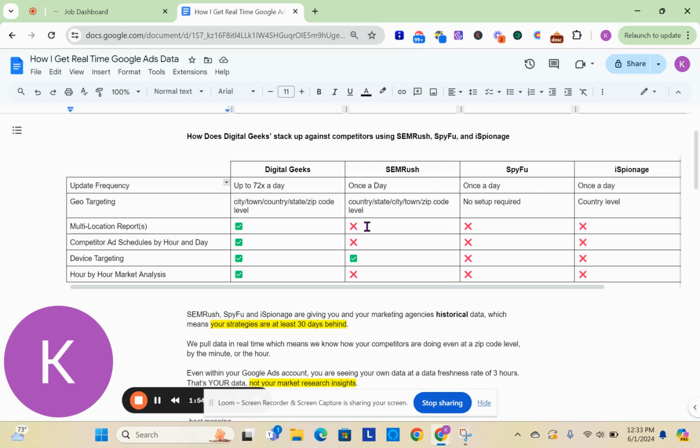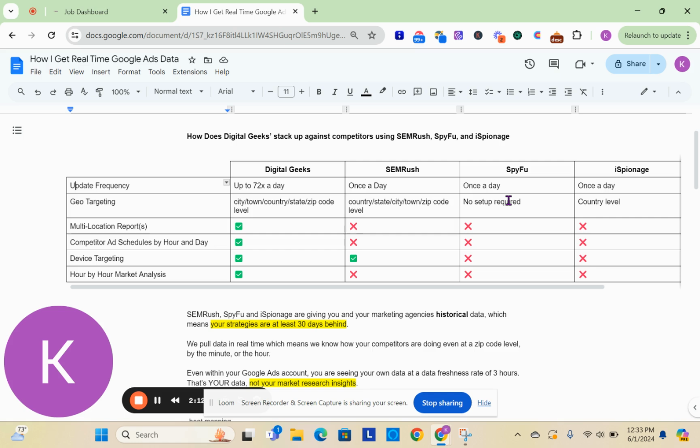We can do geo-targeting. We can tell you the city, town, country, state, and zip code level for which these ads are running. Again, this is real-time data, where SEMrush, SpyFu, and iEspionage are basically telling you this one time. So they're really telling you historical data, things that have already occurred.